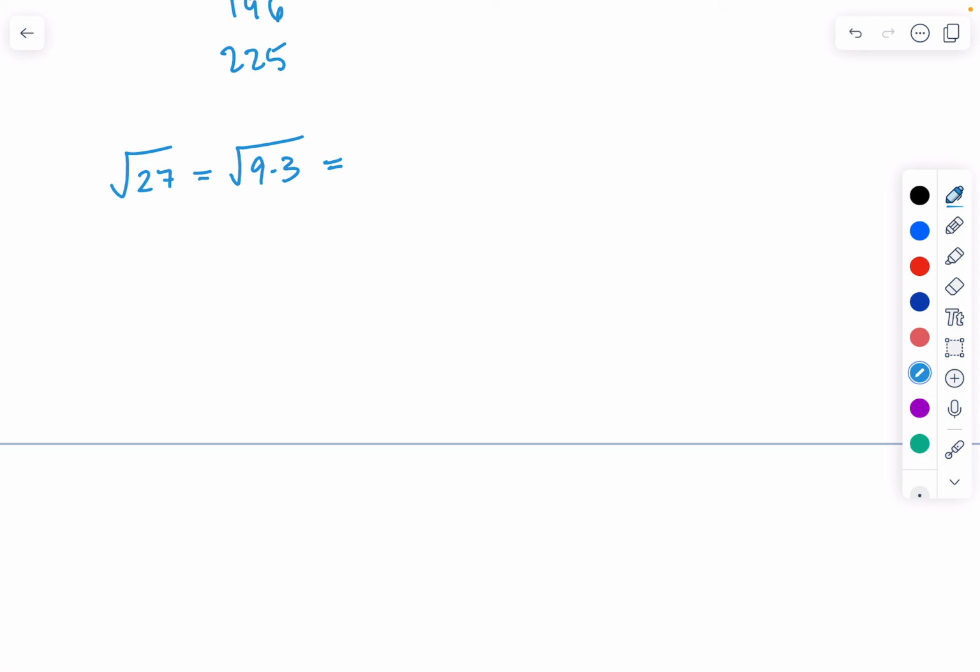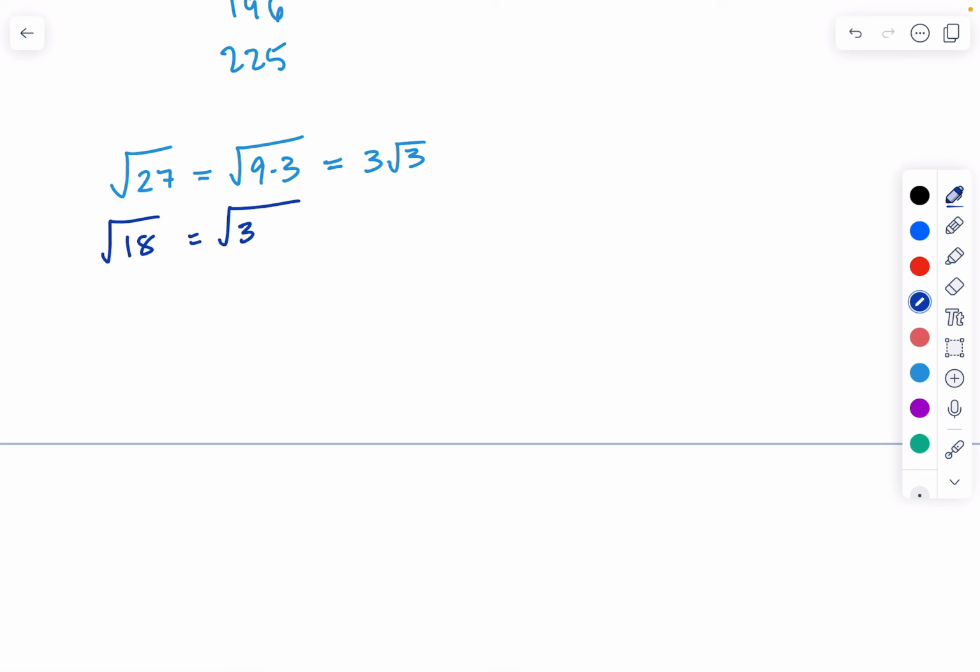So then I could just take the square root of 9, which is 3. And then I don't know what the square root of 3 is, so I'm just going to leave it under the radical. And because 3 isn't divisible by a perfect square, that's my final answer, okay? Another example. If I was to give you the square root of, let's see, 18.